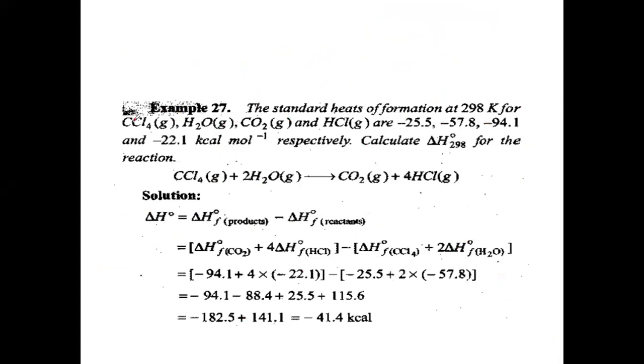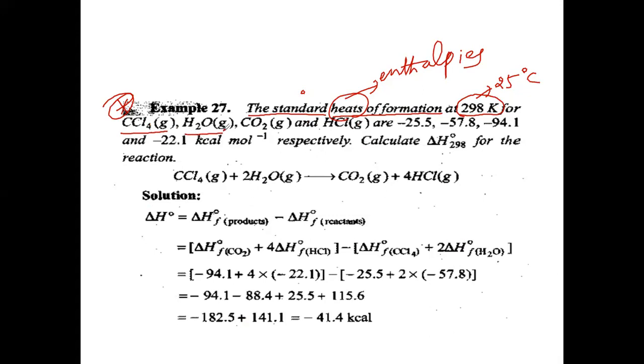Based on this, one more example; you only have to take the concept here. See, the standard heats of formation. Heats is nothing but enthalpies. Standard means 0. So the standard heats of formation at a given temperature. What is the temperature given? How many Kelvin? 298 Kelvin, which means how many Celsius? 25 degrees Celsius. For CCl4 gas, carbon tetrachloride, H2O gas meaning steam, then CO2 gas and HCl gas are given.